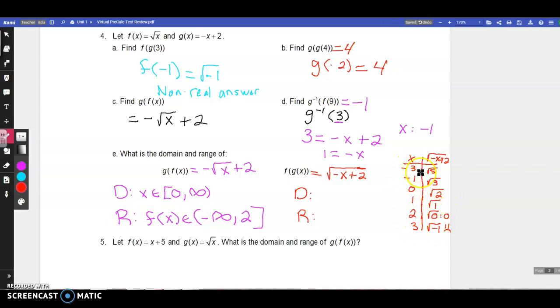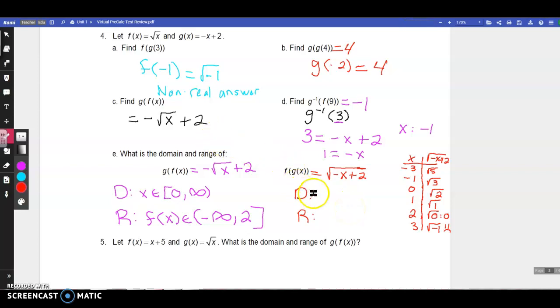I can plug in all the negative numbers. Those look good. I can plug in 0. I can plug in 1. I can even plug in 2. But anything bigger than 2 is going to give me a negative under a radical. So our domain is 2 or smaller.